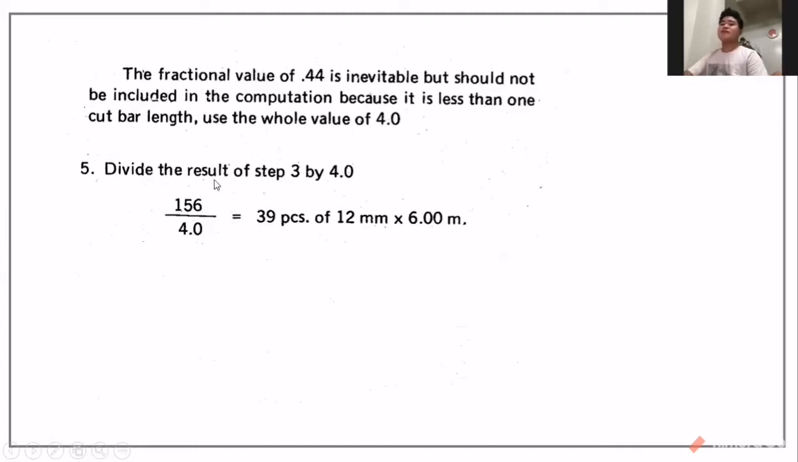4.44 pieces. So the fractional value of 0.44, since it is a fractional value, is inevitable but should not be included in the computation because it is less than 1 cut bar length. Use the whole value of 4.0. So accordingly, we don't need to use this 0.44, so we will use this as a whole value, so we will use 4. Next is to divide the result of step 3 by 4.0.